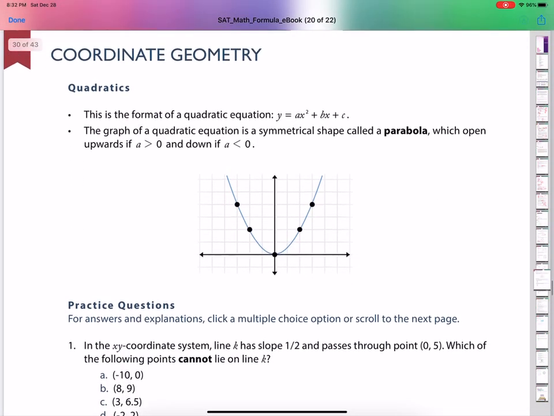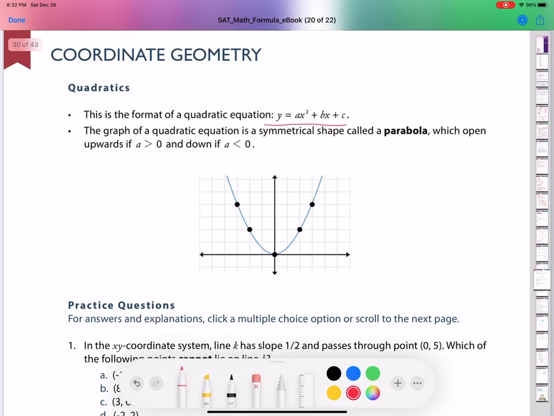Quadratic function. y equals ax squared plus bx plus c. We call this a quadratic function. Its graph is shaped like a parabola. We call the shape a parabola, right? If a is positive, it opens up. If a is negative, it opens down. And then what is c? c is the y-intercept. The most important formula in the quadratic function is x equals negative b over 2a.